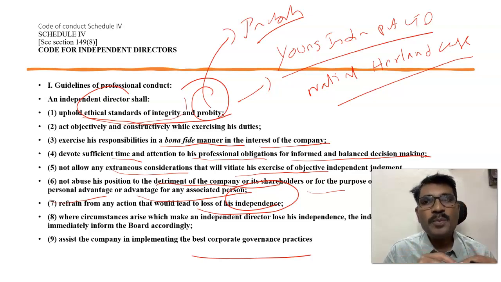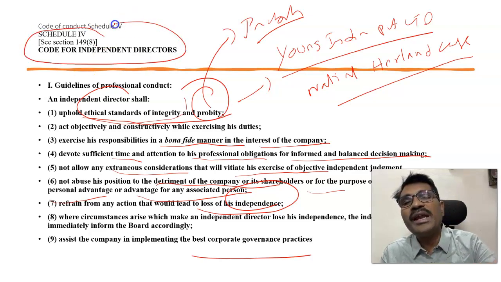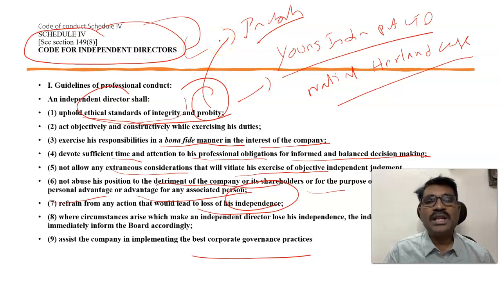Try to remember one point: the guidelines given for independent directors also become part and parcel of law. So Section 149 clause 8 refers to the code of conduct as well as the behavior and the duties of the directors.